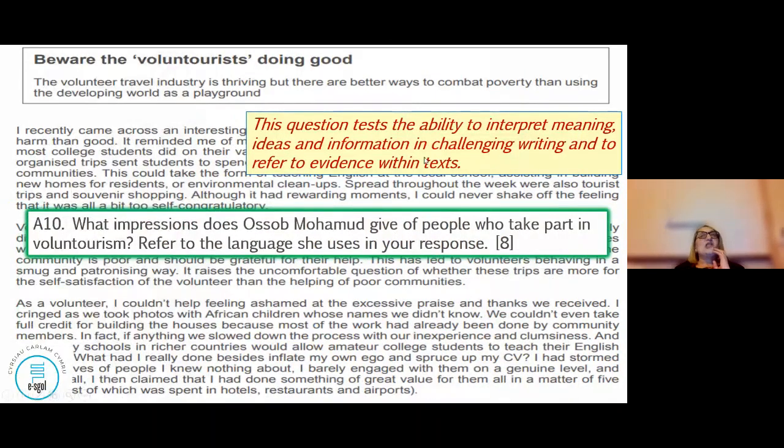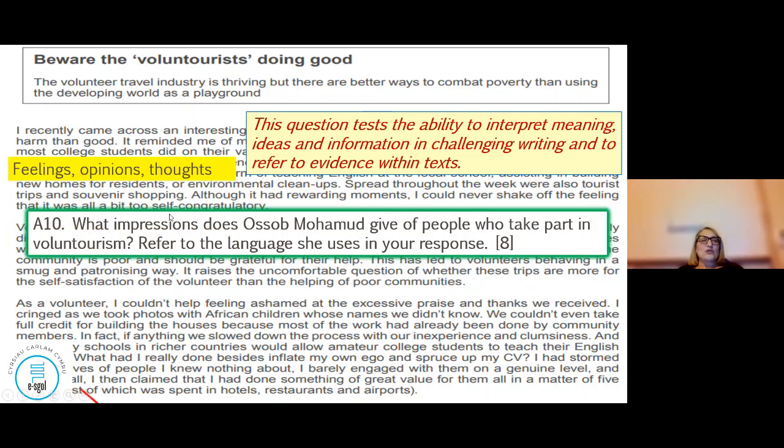Now the next question, the questions, as I said, as you move on through the text, become more challenging. So now this is the first higher tariff question. It's worth 8 marks now, and it again tests the ability to interpret meaning, ideas and information in challenging writing and to refer to evidence within text. So we know that we have to take evidence from the text, and we also need to perhaps use our inference skills a little bit, because we have to think about the impressions that this writer gives of the people who take part in volunteerism.